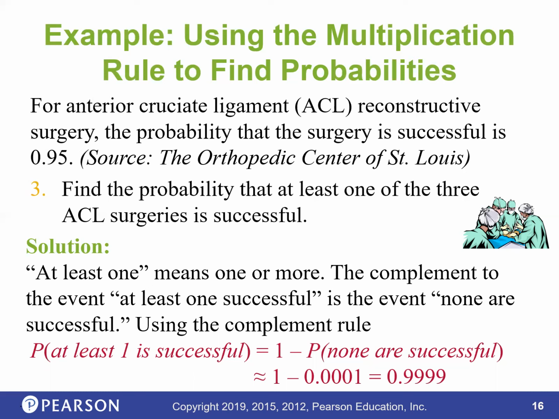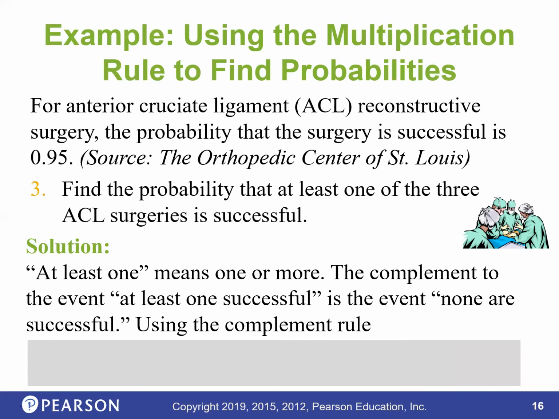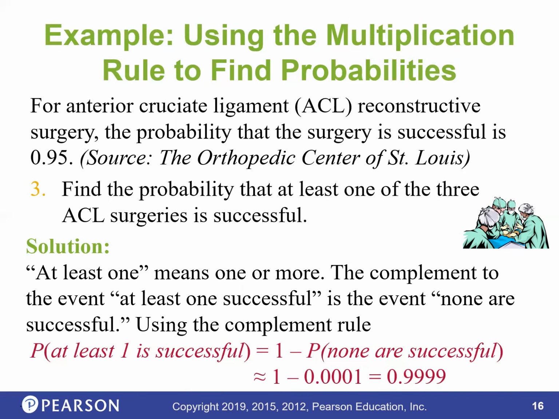Because at least one meaning successful, that means like you have 1 or maybe 2 or maybe all 3 were successful, right? You got those possibilities, right? So because of that, at least one successful means it's the complement of not being successful at all. So go back to 2. Those are all 3 surgeries not successful. Subtract that from 1 and you get yourself 0.9999 to be your answer. Are we good?